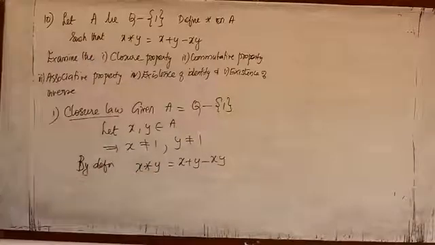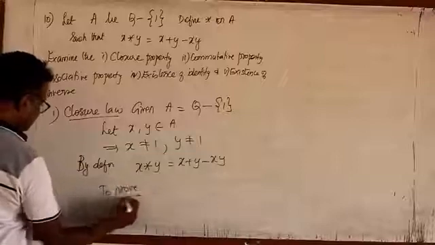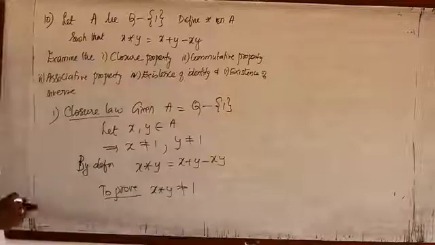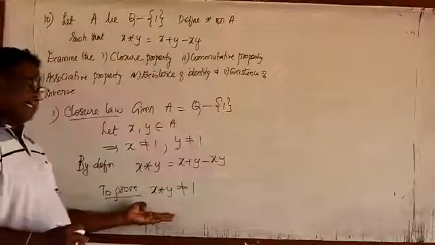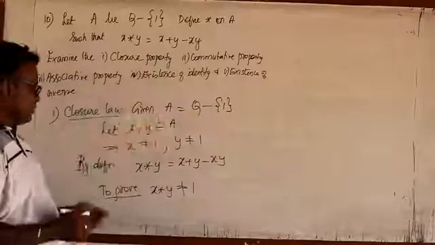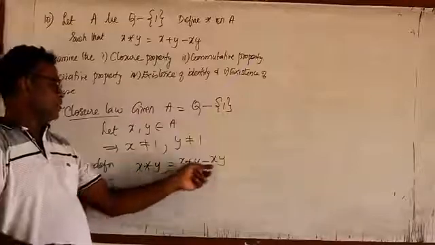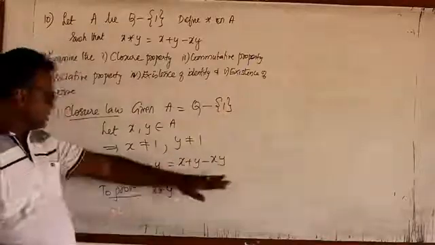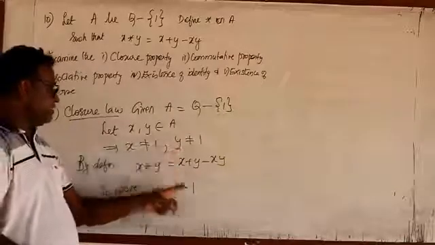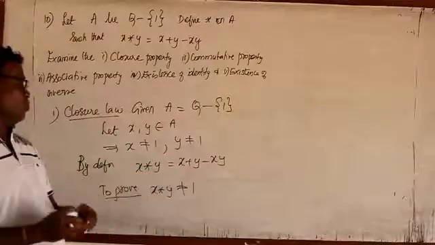Now, I have to prove star is closed. For that, what we have to prove, that is very important, x star y is not equal to 1. This is what I have to prove. If I prove x star y is not equal to 1, then star is obeying closure law in this set. Are you able to follow? This is the operation given, x star y equal to x plus y minus xy. I have to prove this set is closed under this operation, meaning I must prove the resultant is also not equal to 1, that is x star y is also not equal to 1.